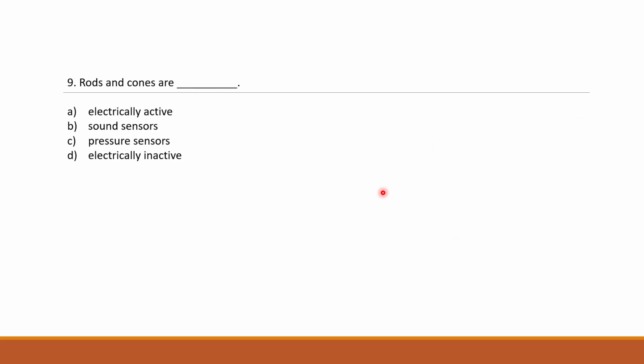Okay. Next question. Rods and cones are dash. A. Electrically active. B. Sound sensors. C. Pressure sensors. D. Electrically inactive. Electrically active. Very good. So the answer is A.